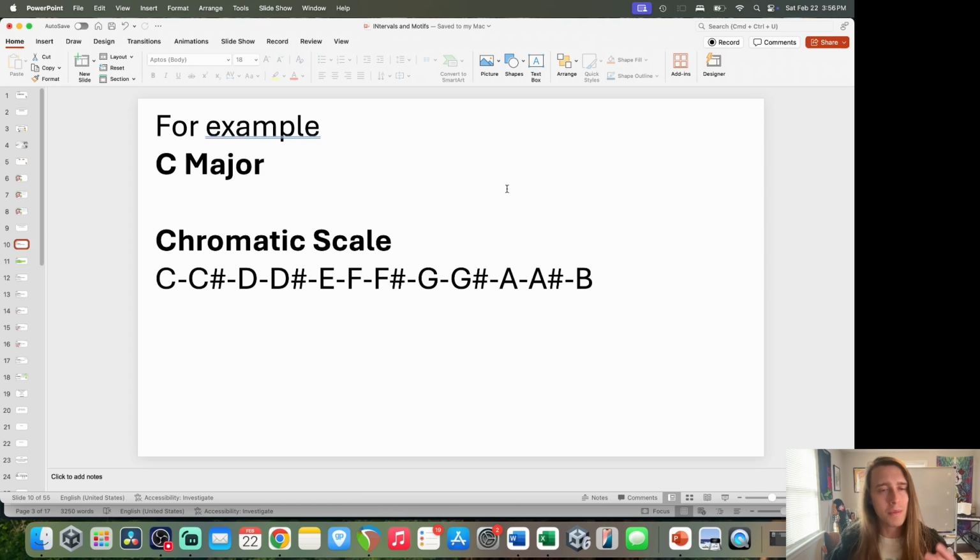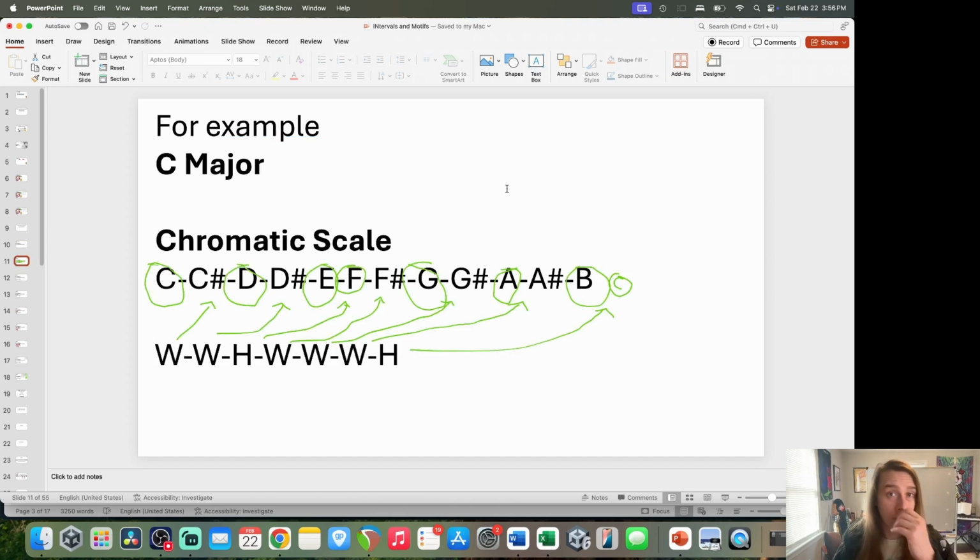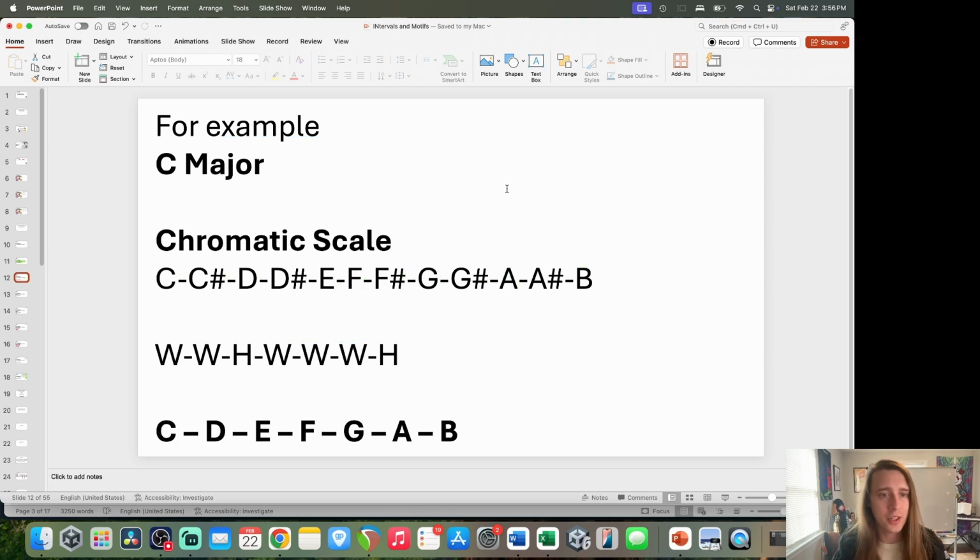So, if you remember when we learned about the C major scale, we started with the chromatic scale, and the chromatic scale is every note in Western music. From the chromatic scale, we chose C to be our tonic, our first note in that scale. And remember, a scale is made up of a tonic and a series of intervals. The intervals for the major scale are a whole step, a whole step, a half step, a whole step, a whole step, a whole step, and a half step. This in turn gives you C, D, E, F, G, A, B to make up the C major scale.